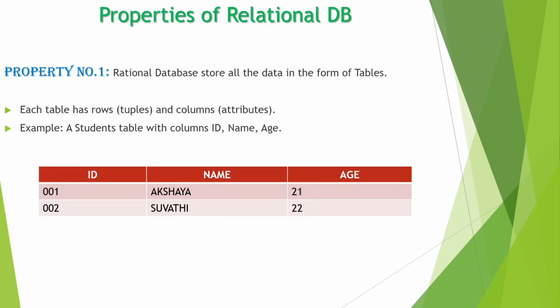Properties of relational database. Property number 1: a relational database stores all the data in the form of tables, which means each table has rows and columns. We call rows tuples and columns attributes. Here, for example, student is a table which has columns named ID, name and age, and we also have data. So this is how a relational database stores data.